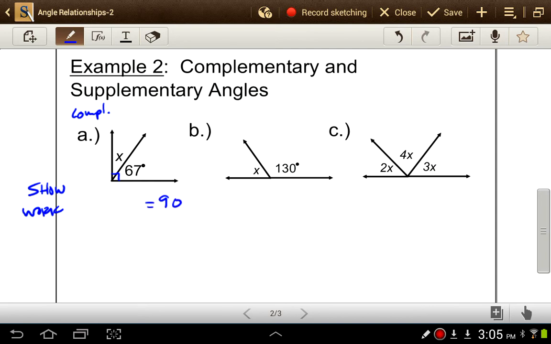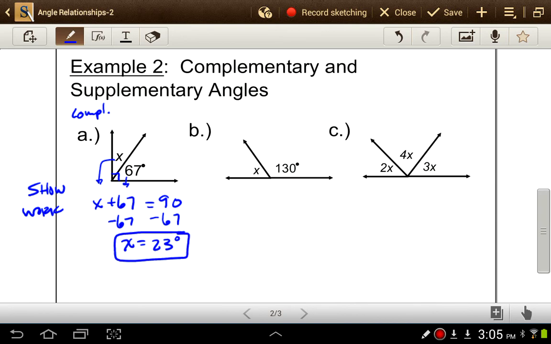Well, what do we have? X plus 67 equals 90. The 2 angles added together. This is how I want you to show your work. I want you to write the equation, and then I want you to solve a one-step equation. I'm adding 67, so I'm going to subtract 67 from both sides. So I get x equals 23. There is a degree there, so we need to have 23 degrees. So the angle measure is 23 degrees.